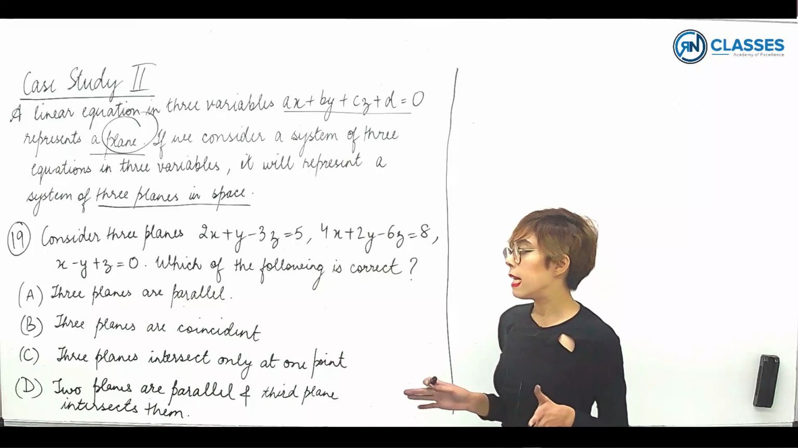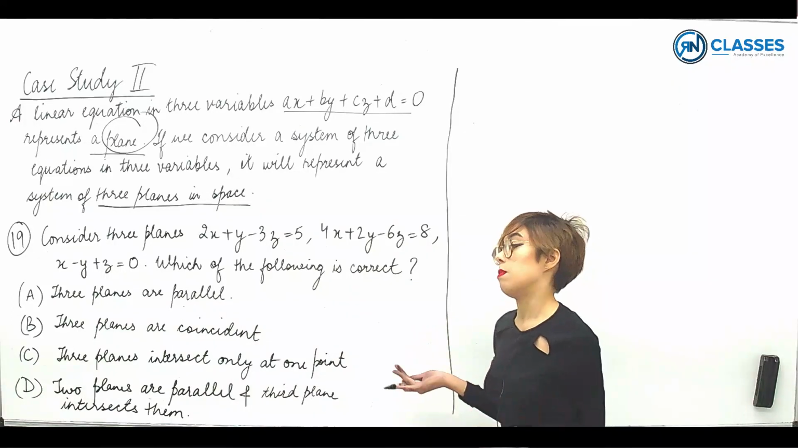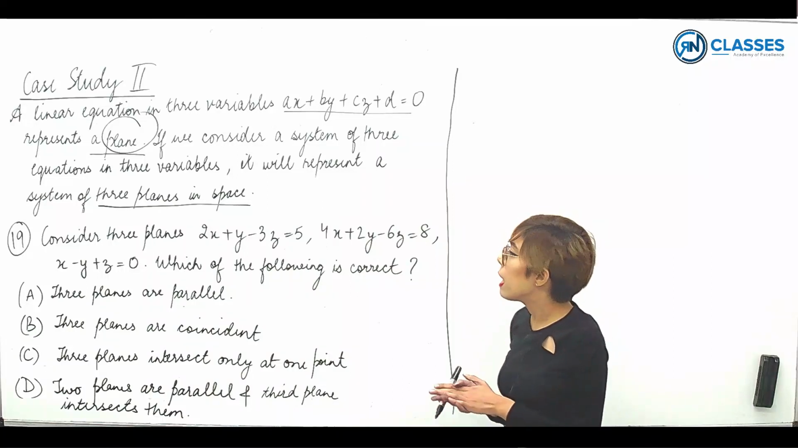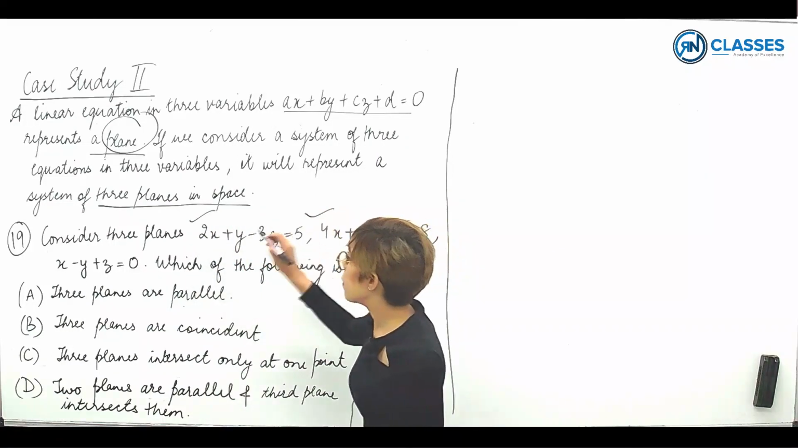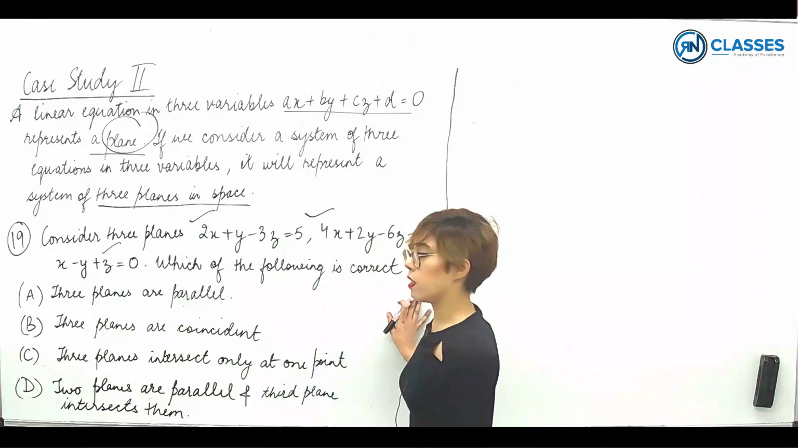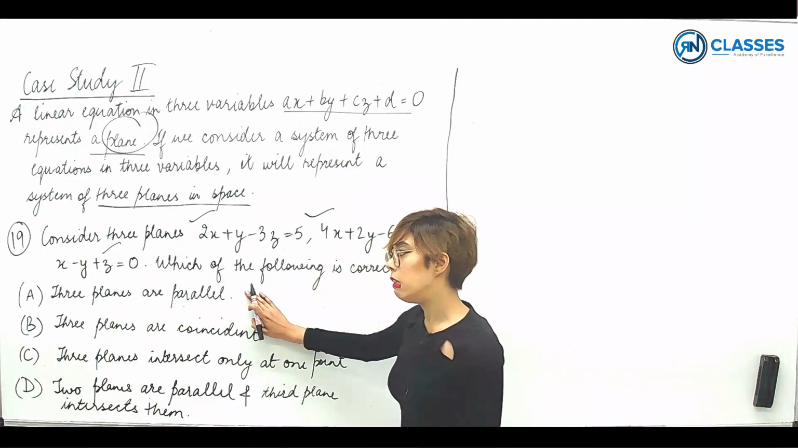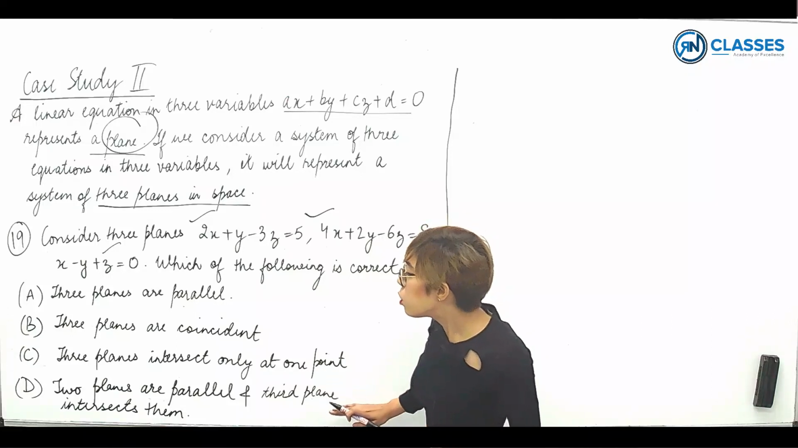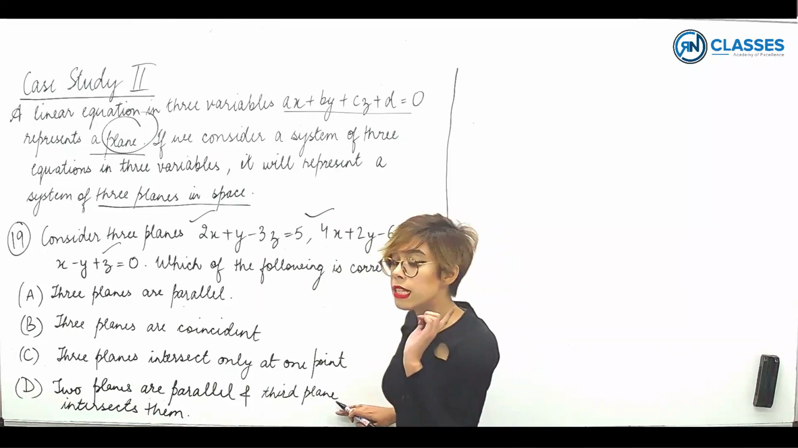Alright, so question number 19. Again, this is the case study one, and we will be using common sense again. Right, now consider the three planes. Right, which of the following is correct? First is three planes are parallel, three planes are coincident, three planes intersect only at one point, two planes are parallel, and the third is intersecting them.